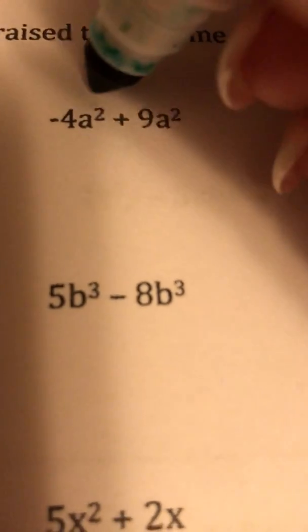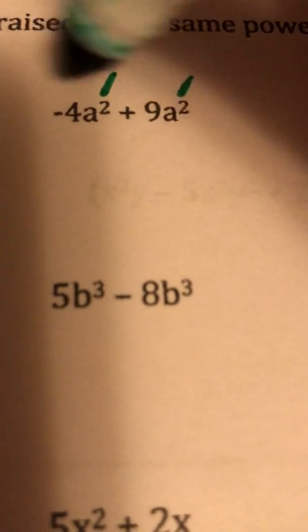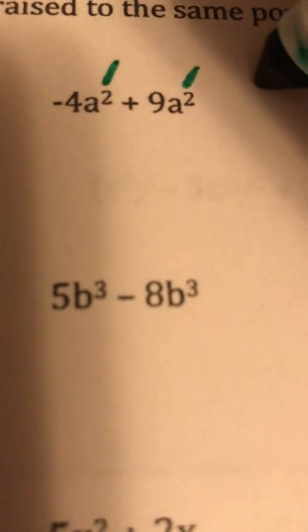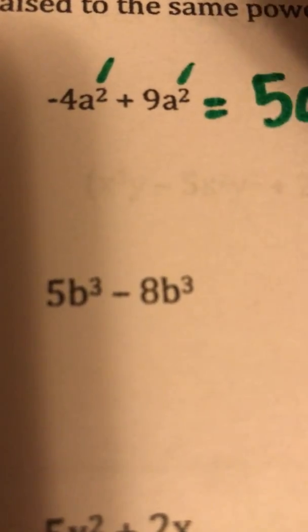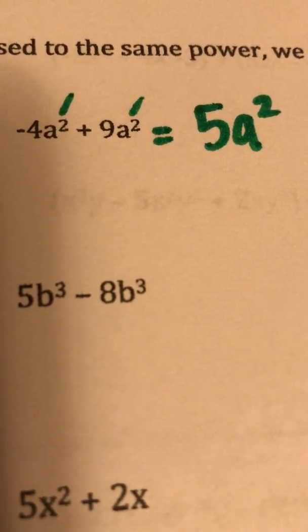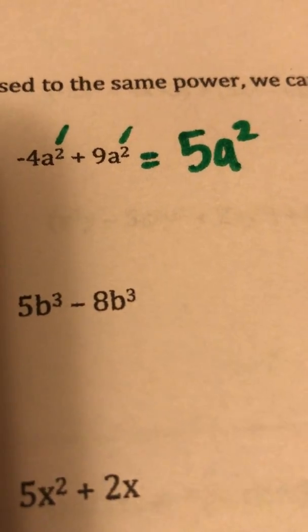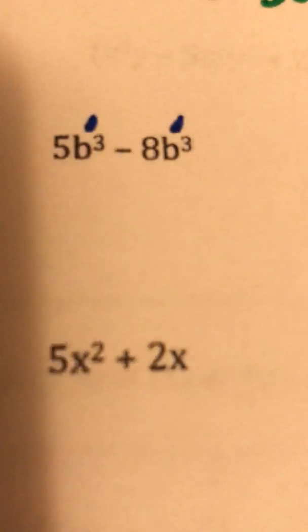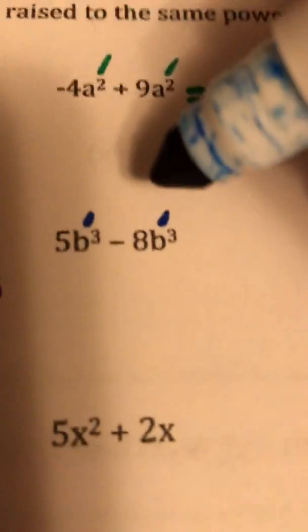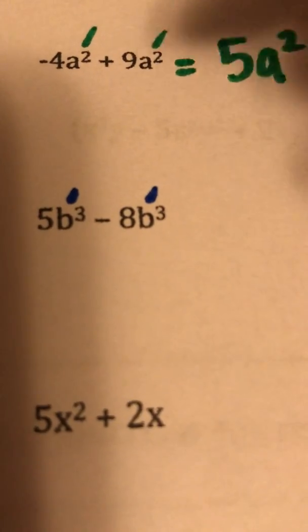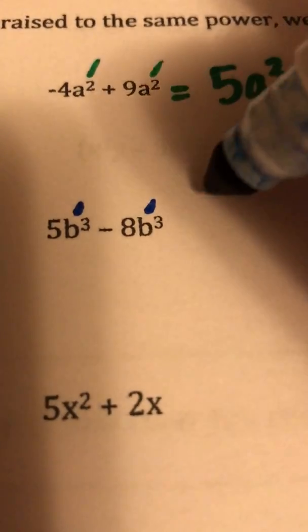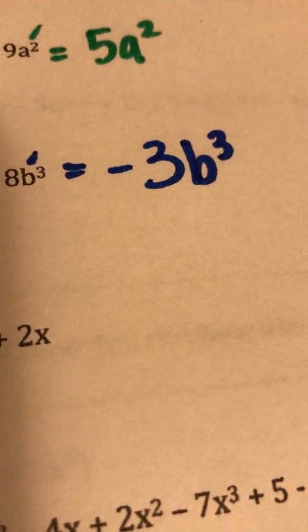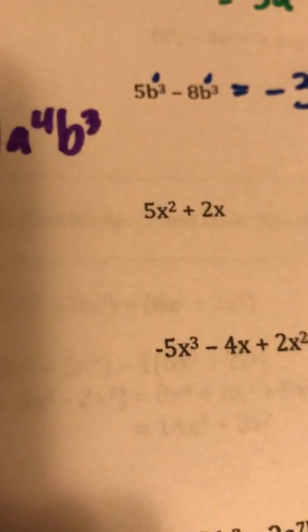Okay, welcome back. So here we have a squared, so we know we can combine these two. So negative 4 plus 9 is a positive 5a squared. Okay. Next one, we have b to the third and b to the third. So we have the same variable raised to the same power. So we can combine 5 minus 8. 5 minus 8 is negative 3b to the third. Okay. All right, let's look at another one here.